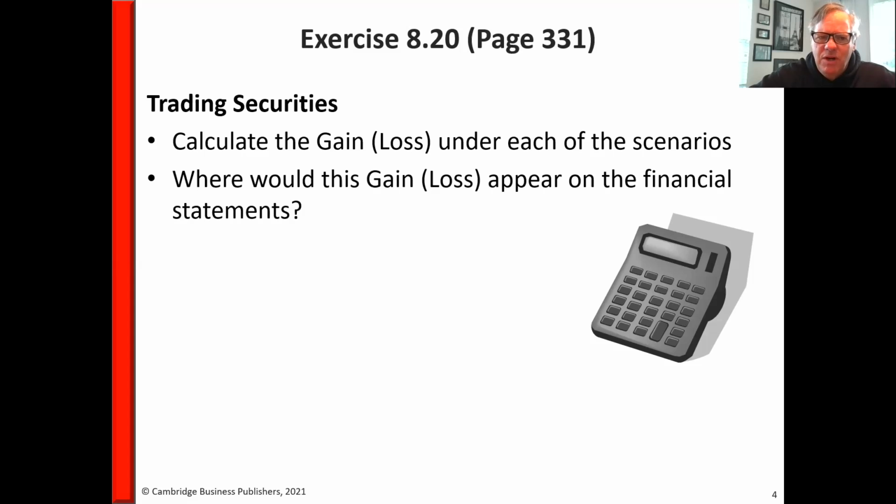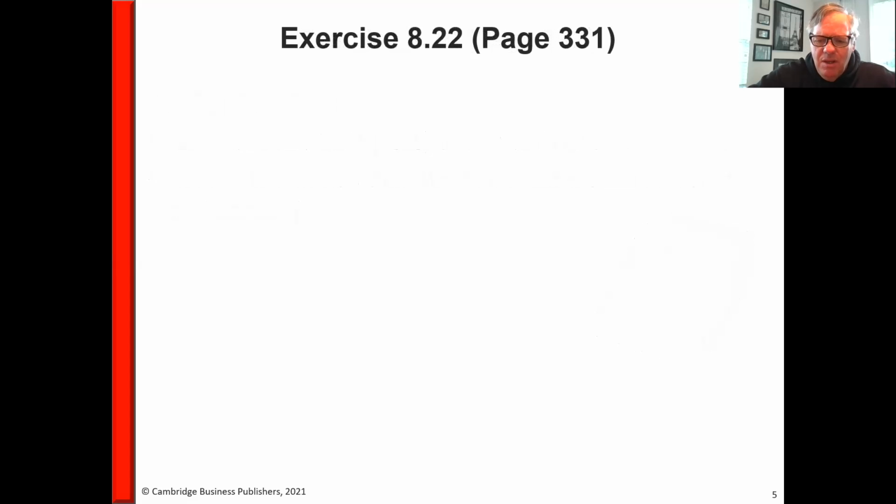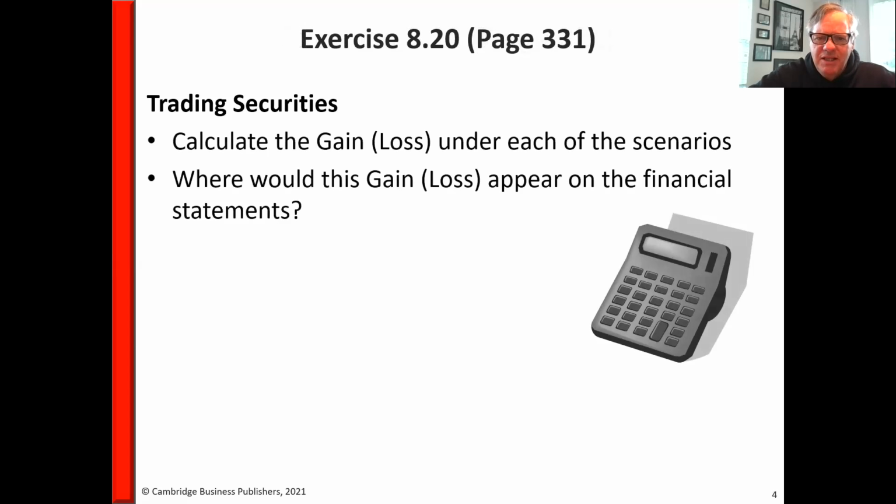So remember, you're dealing with trading securities, so where they show up on the financial statements might be different than where they might show up, for instance, for available for sale securities or equity securities. And so make sure you get those two questions: get the gain or loss under each scenario, and where would this gain or loss appear in the financial statements?